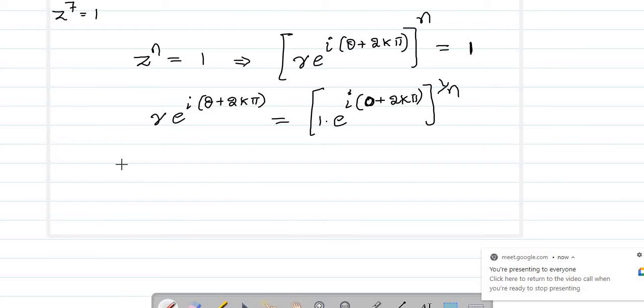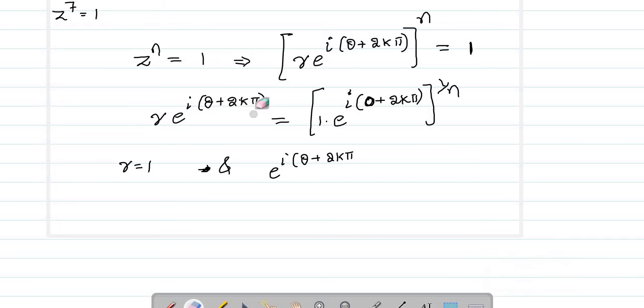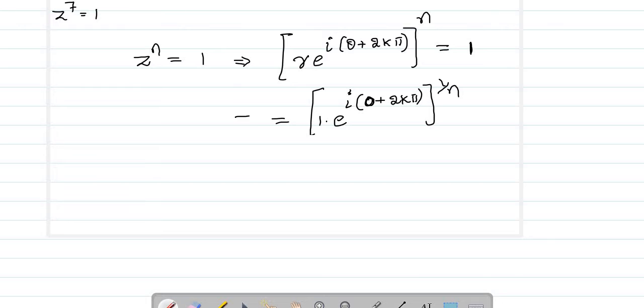Now when you compare these two, you can see that r equal to 1, and you can see e power i theta plus 2k pi. Let me not write k here, so let me use some other expression, like let me use n. Or in other words, I can simply write this one as z. Why get confused? So let me write simply z.